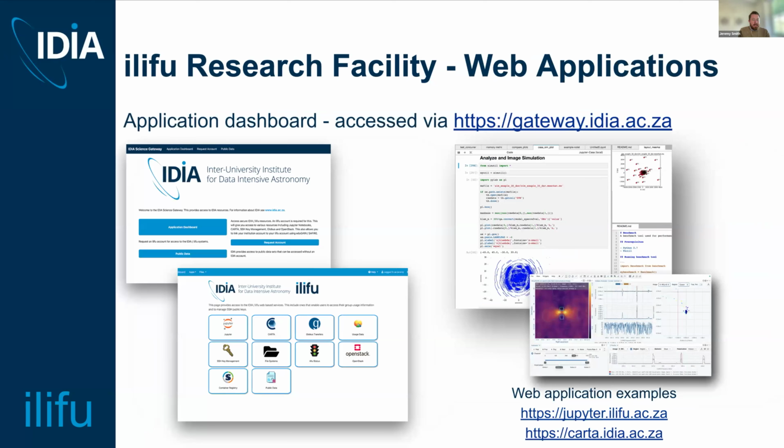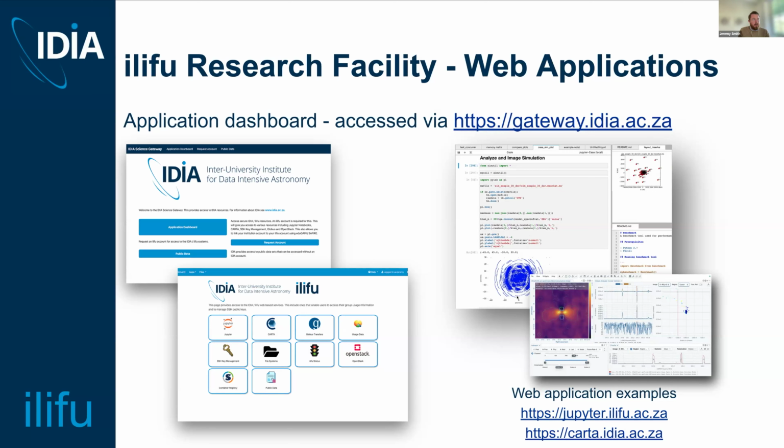So the IDIA Science Gateway makes use of single sign-on, or SSO. This essentially allows a user to sign in once into the application dashboard, and from there you can access a number of different web applications, including Jupyter, CARTA, Globus for transfers, an SSH key management tool, and other useful sites or tools. And the key here is that you're able to access these tools without having to log into the individual services. So that's where the single sign-on comes in. And you just have to sign in once. I'll demonstrate this when I demonstrate Jupyter later on in the session.